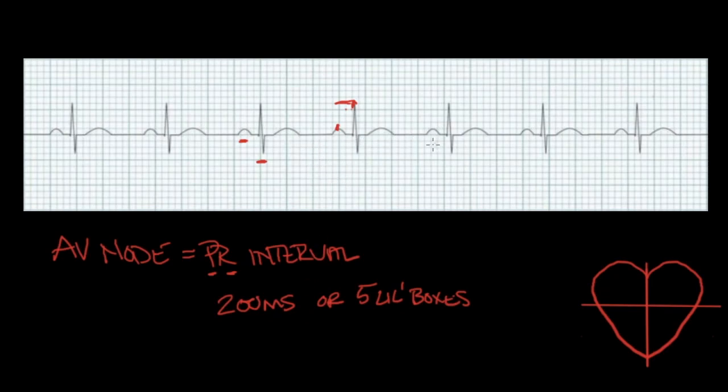And I want to make sure that that's consistent. Does my PR interval change? And briefly scanning over our strip here, we can see it doesn't. So I may have something where our PR interval gets bigger or smaller that I might see in like a second or third degree AV block.